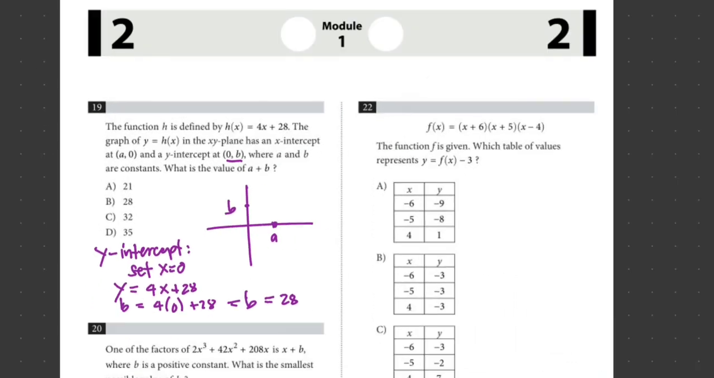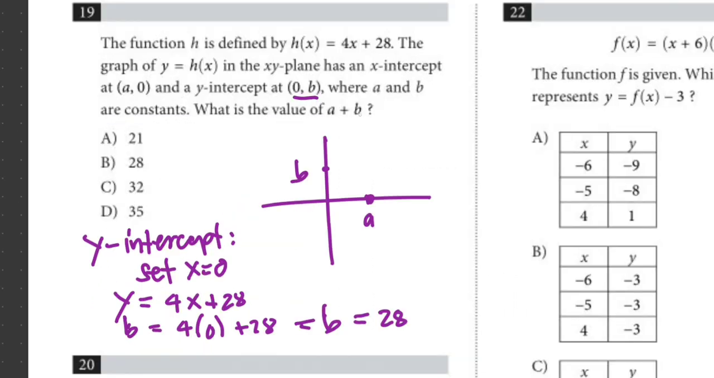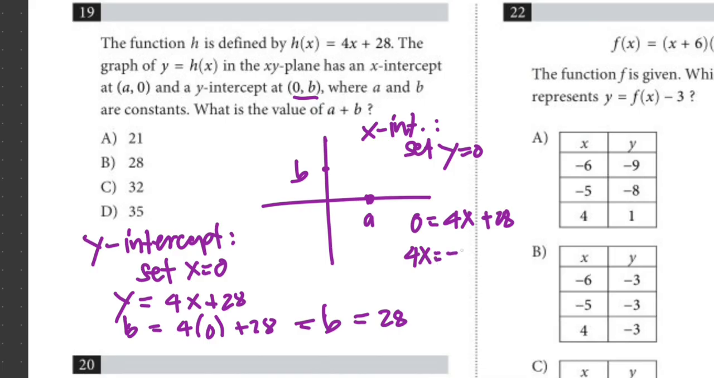Then we solve for the x-intercept. We set y equals 0. So 0 equals 4x plus 28, so 4x is equal to negative 28. We divide this by 4. So x is equal to negative 28 divided by 4, which is negative 7, right?